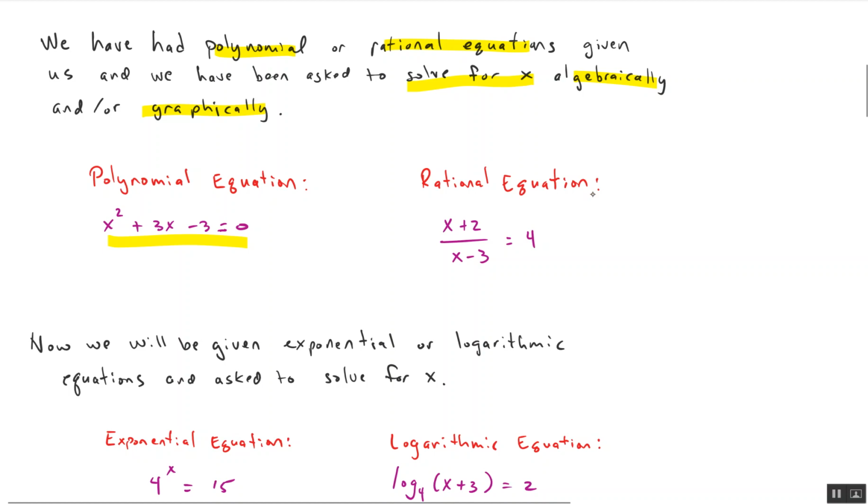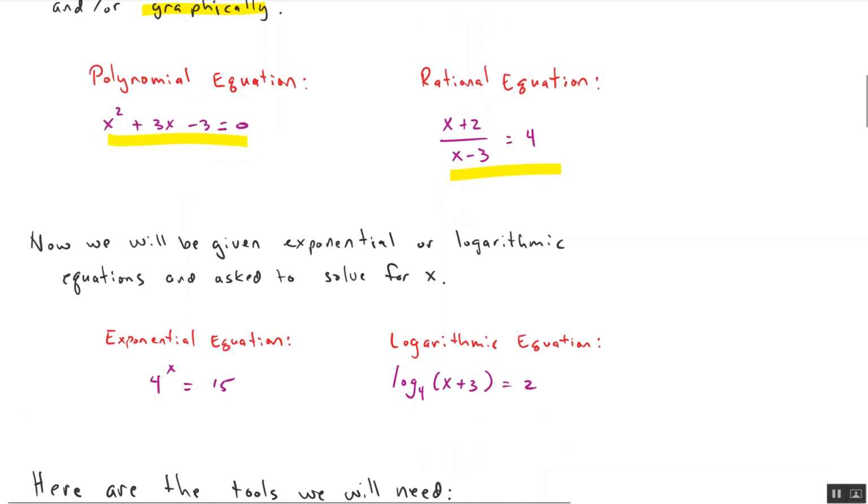The rational equation here on the right-hand side of the screen is x plus 2 divided by x minus 3, all equal 4. So you've got a fraction on the left with the top, x plus 2, and the bottom, x minus 3, and that whole fraction is equal to 4. That's a rational equation, and when you solved for x, that would be your answer. And we used algebra often to solve for both of these. We could also graph each of these and solve for x.